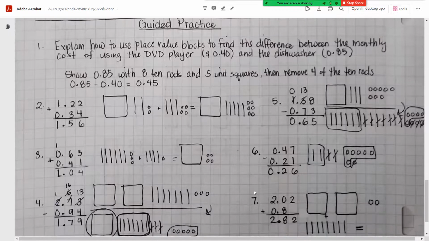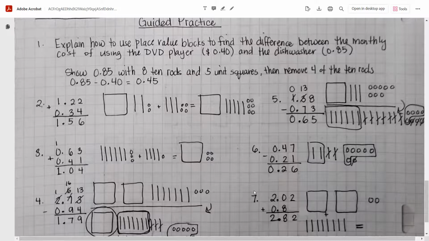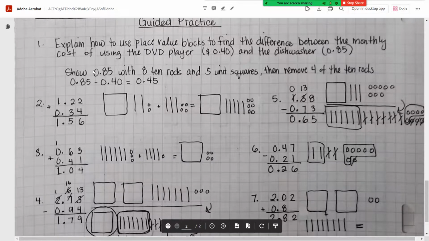Number 1 says explain how to use place value blocks to find the difference between the monthly cost of using the DVD player and the dishwasher. So if we have 85 cents to use the dishwasher, that's 8 10 rods and 5 little unit squares. And then I removed 4 of those 10 rods for the 40 cents to run the DVD player. That leaves me with 45 cents left over.